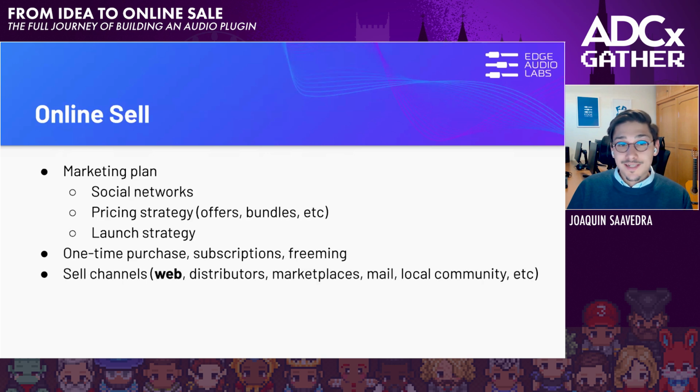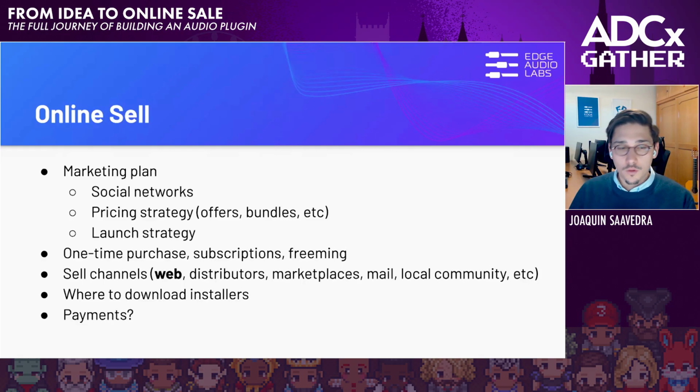And then obviously the sell channels are important. Obviously, the main way of selling is building your own web. Maybe you have it. Maybe you need to build it. So if you're planning to build a plugin, start thinking about having a web where you can sell, maybe integrate through Shopify, Stripe, PayPal, or whatever you are going to use to receive the payments. Put a place where the users can download the installers. And about the payments, all those details are things that you have to consider.